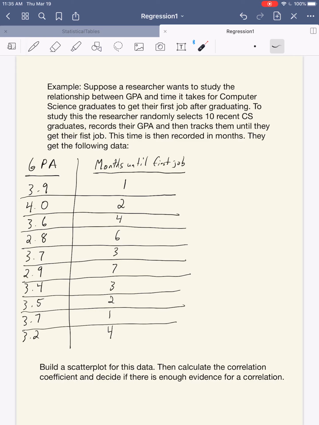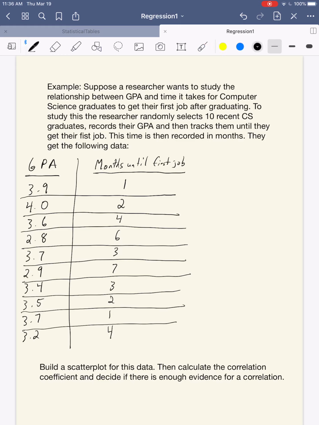Well, we're going to start with our basic things. We're going to try to build a scatter plot. Then we're going to calculate that correlation coefficient. And then we're going to use that correlation coefficient to decide if there's enough evidence for a correlation. All three of those things should be identical to what we did in our last example.